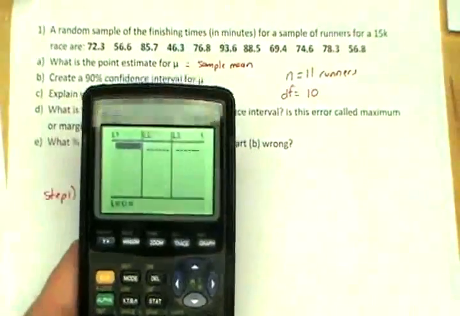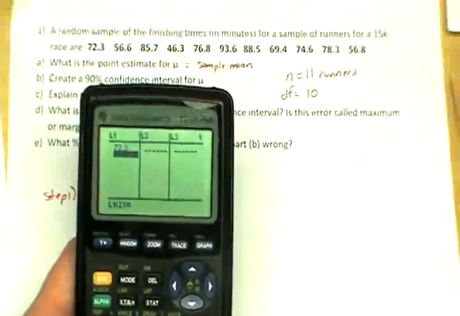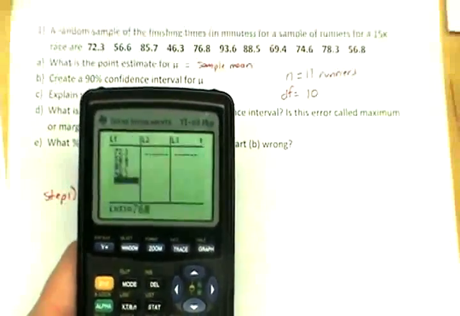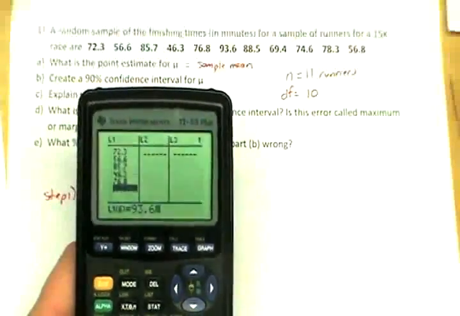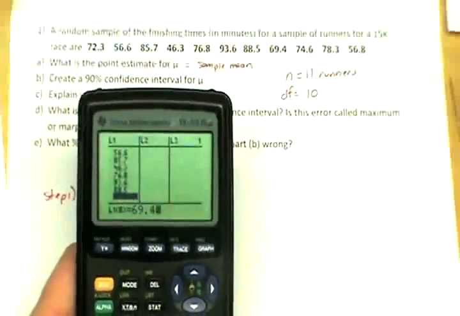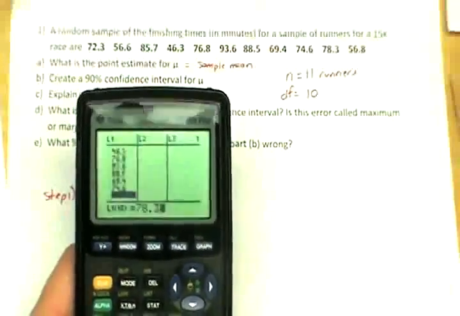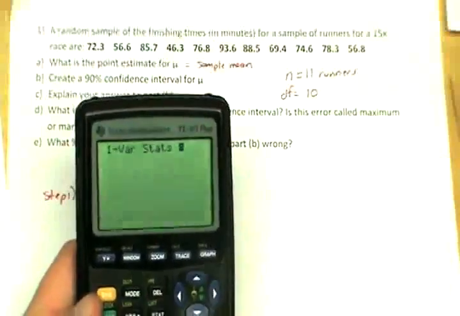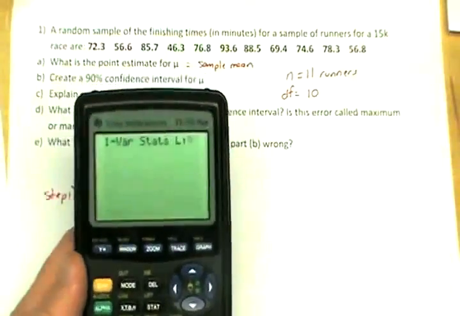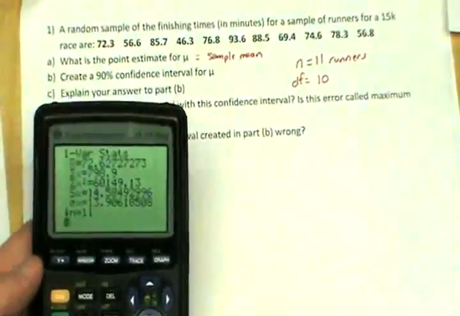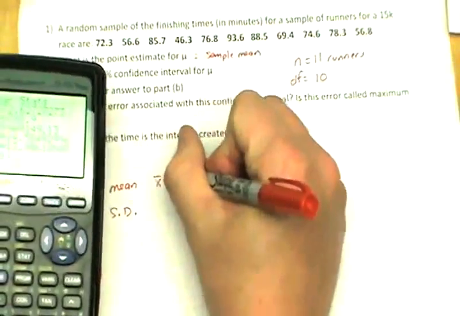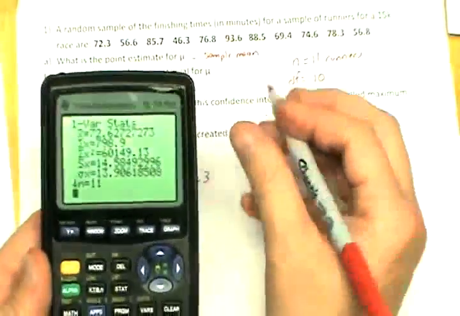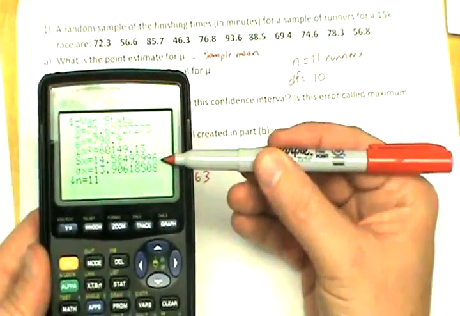Okay, and we're going to put in 72.3, 56.6, 85.7, 46.3, 76.8, 93.6, 88.5, 69.4, and 56.8. Okay, we have them all in there, so now we go to stat, we go to calculate, and then we have to put in again the L1, because that's where I stored all the data, and we get back a mean of 72.63 and a standard deviation of, right here, 14.58.